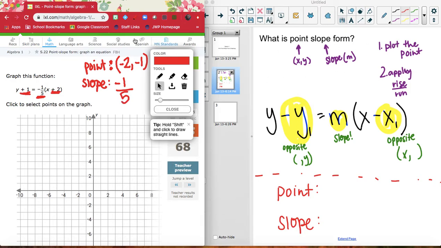So step 1 is to plot the point. The point we identified was negative 2, negative 1. I plot that point. From that point, I apply the slope. So the rise over the run. My rise is negative 1, so I'm going down 1. And my run is 5. I go to the right, 2, 3, 4, 5. I always, always, always go to the right when I'm doing my slope.